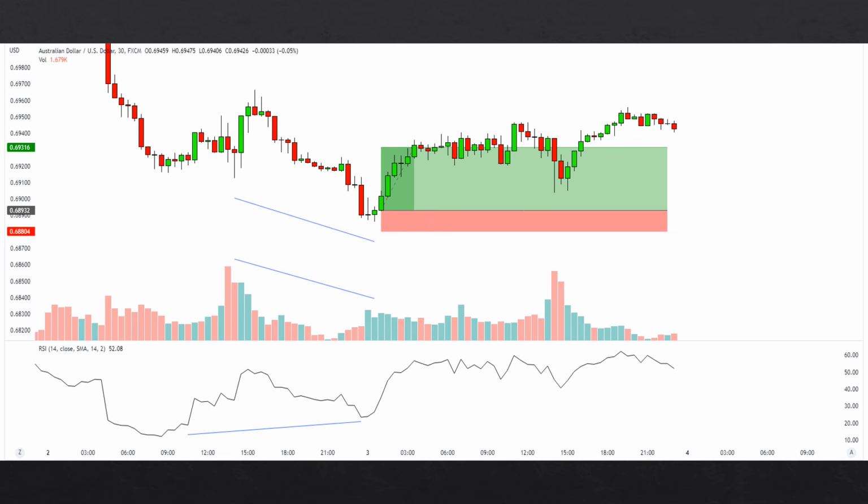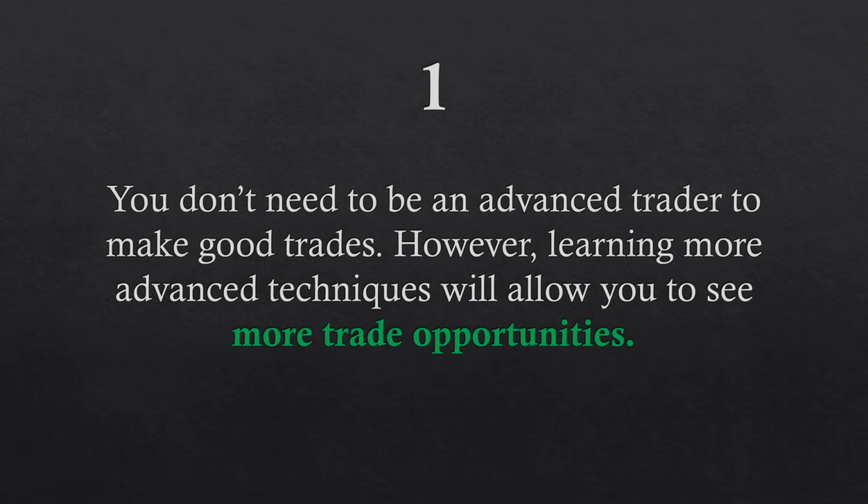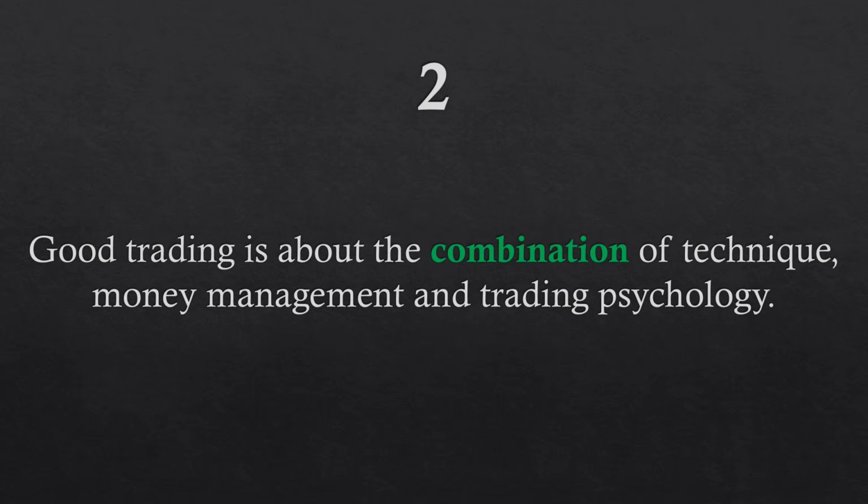It's time now to make some conclusions about everything we saw in this course. Number 1. You don't necessarily have to be an advanced trader to make high-quality trades. You can trade very effectively using the techniques you learn in this course. However, learning more advanced techniques will allow you to see more trade opportunities and also higher quality trade opportunities that very few people are able to see in the market. Number 2. Good trading, regardless of being a beginner, intermediate, or advanced trader, is about combining a good understanding of technique, money management, and trading psychology.